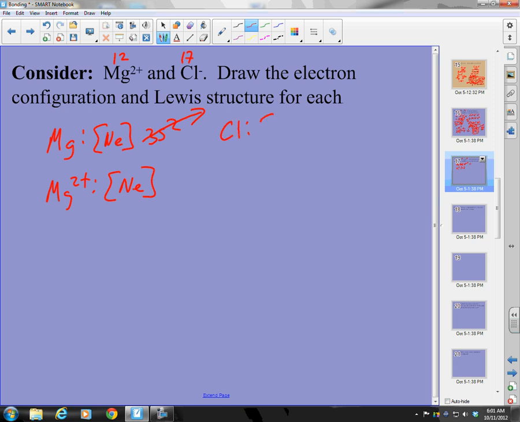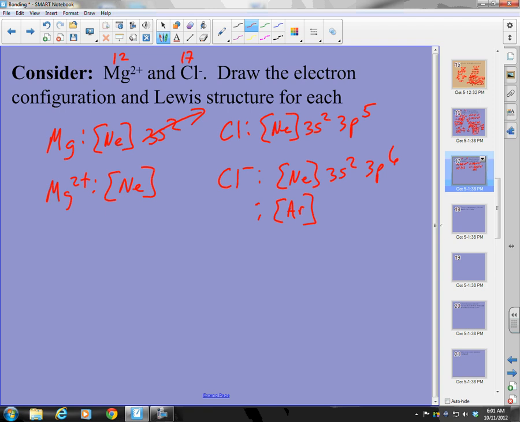Chlorine is what? Neon 3s2, 3p7, right? Oh, I don't think it's 3p7. Maybe 5. 3p5. There we go. 3p5 looks good to me. What happens? It becomes chloride, meaning that negative means it gained an electron. So it becomes neon 3s2, 3p6. And what is 3s2, 3p6 with neon? It looks like it has really become an argon electron configuration.